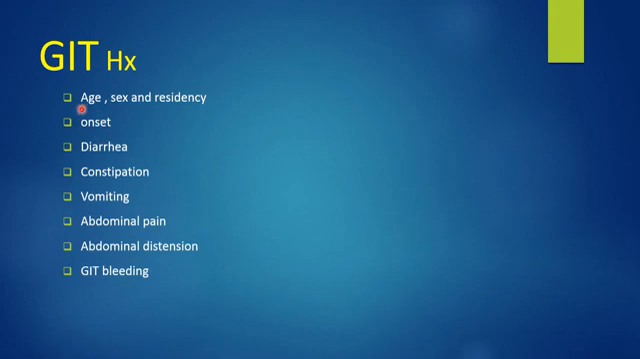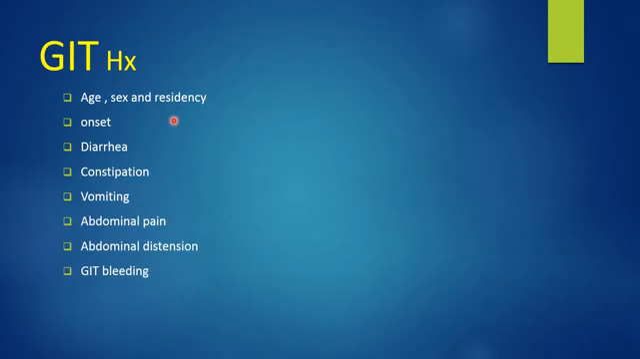Also, we have to ask about the onset of symptoms, when they started, because it may give us a clue to the diagnosis. When the patient has chronic diarrhea that started at the end of the first year, it may give us a clue that the case may be celiac disease. So the onset of the disease is very important. Also, the onset of symptoms may give us the duration of the illness, and a clue about the chronicity of the disease.